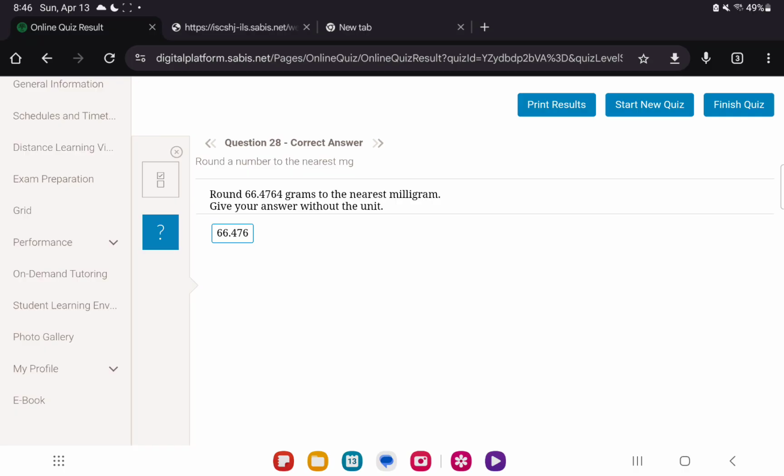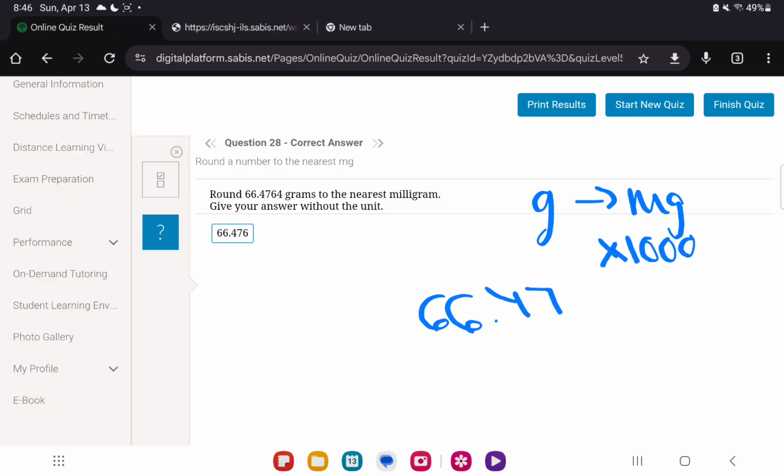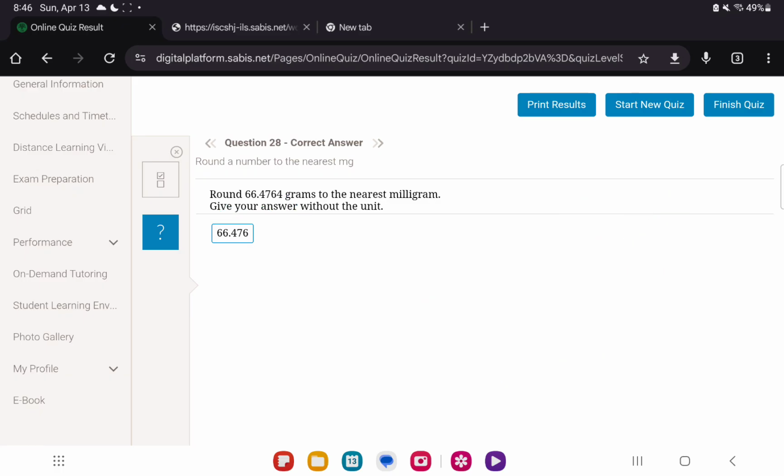Okay, so going from gram to milligram, you multiply by 1,000, so we have 3 zeros. That means 66.4764 is to 3 digits, so it's 66.476, and 4 is lower than 5, so the number stays the same, it rounds down, it doesn't round up. So that's your answer.